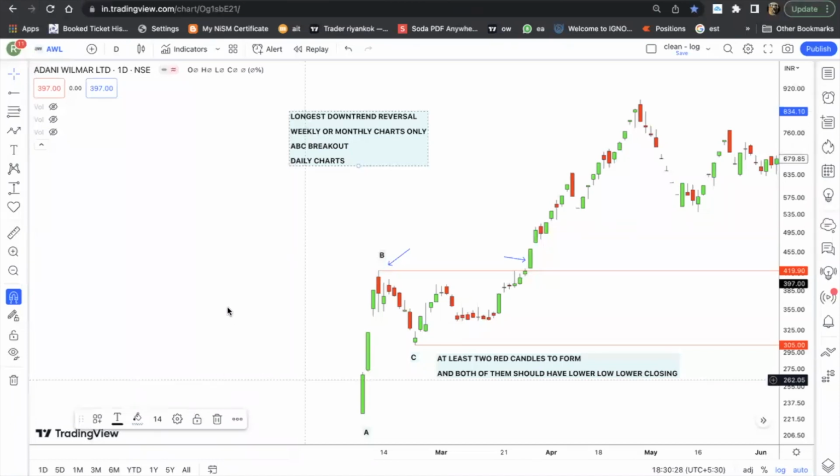Sir, you talked about ABC pattern for IPOs. Is it applicable to SME IPOs also? Yes, it is applicable to SMEs. However, the price movement in SMEs is a bit rigged compared to the mainline IPOs. So I would suggest you to stick with the mainline IPOs. Okay, sir. Thank you. Okay, thank you.